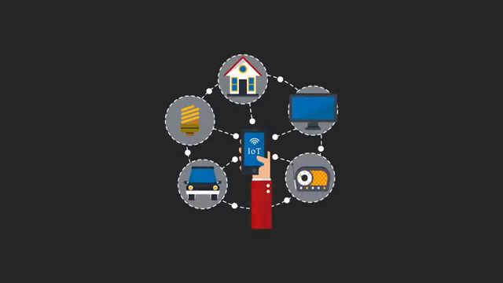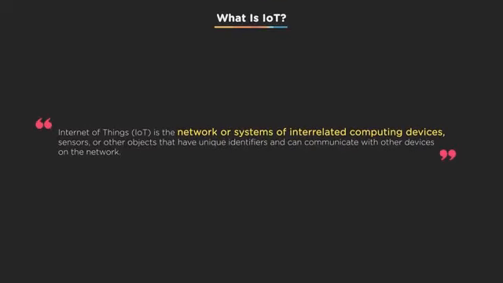Like blockchain, IoT is also an evolving technology that enables people to build and create technology for the big change. Let's discuss IoT in detail. Internet of Things is the network or systems of interrelated computing devices, sensors, or other objects that have unique identifiers and can communicate with other devices on the network.